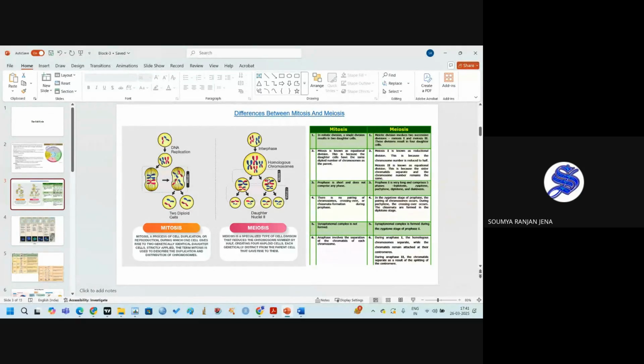From this meiosis 1, the copy number is 2, from 1 daughter nucleus to 2 daughter nuclei. Total, the daughter nuclei are 4 in the meiosis process. If you go to the prophase of mitosis, the prophase is short and doesn't comprise any phases. In the prophase of mitosis, no separate phase occurs, but in the prophase of meiosis there are 5 different phases: leptotene, zygotene, pachytene, diplotene, and diakinesis.